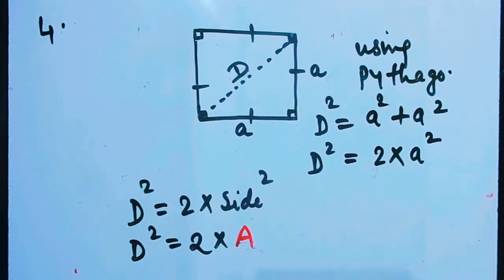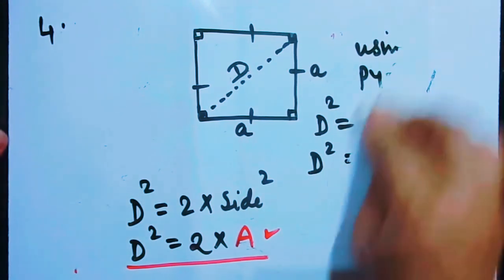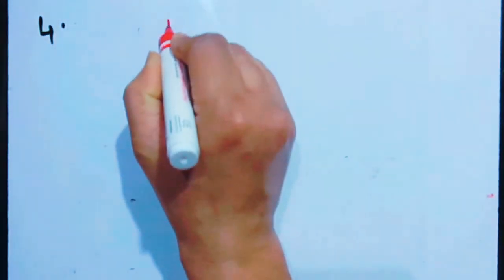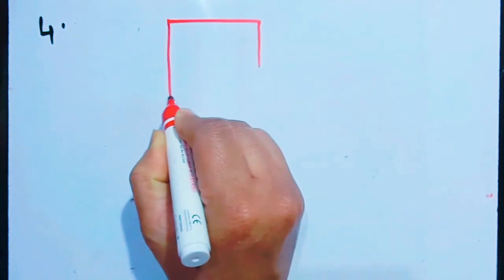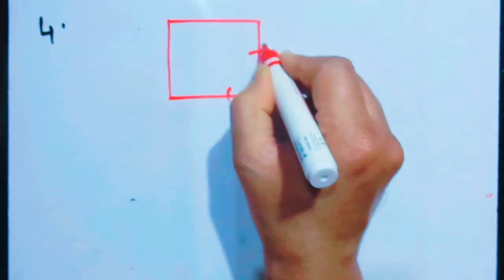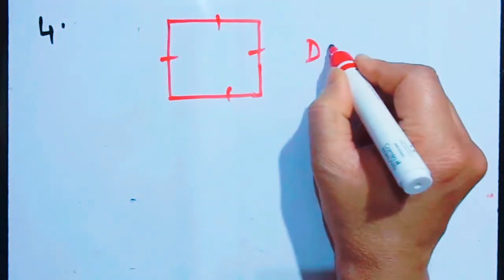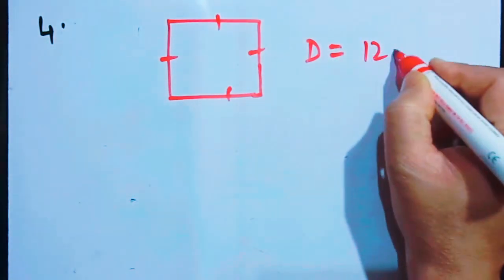If they have given you not the side, but the area, you can use this as your formula. Okay. So now let us concentrate on number 4. What are they actually talking about? They say the diagonal of a square is given as 12 root 2. So this is my square, and here they have given us its diagonal as 12 root 2.